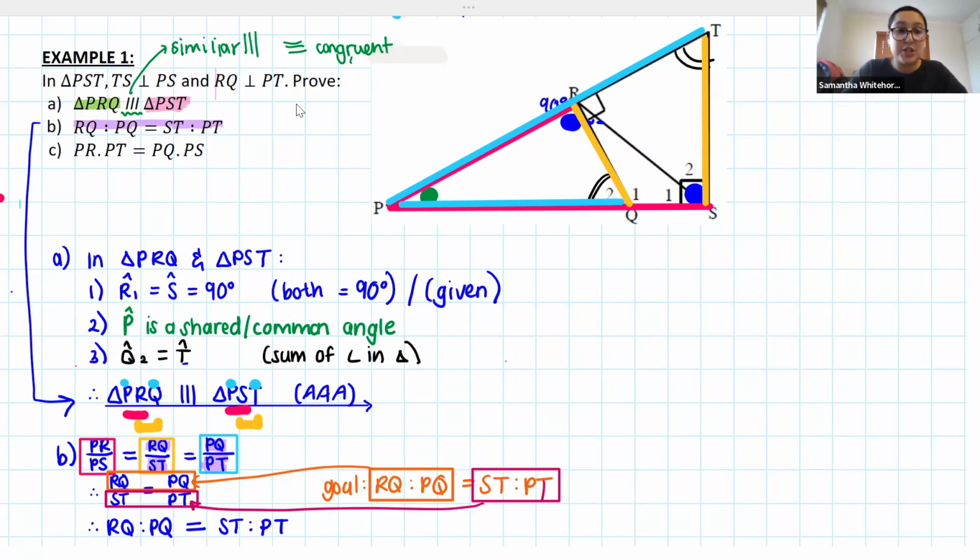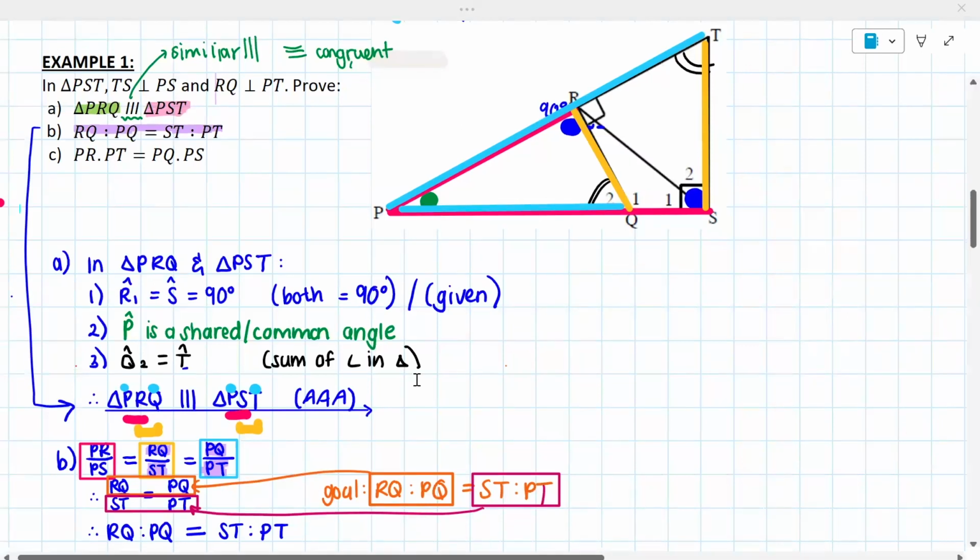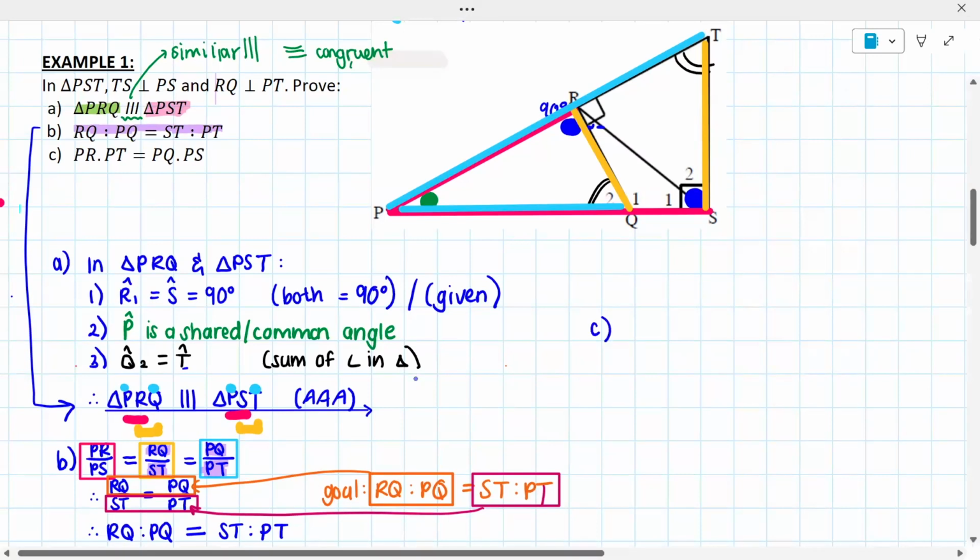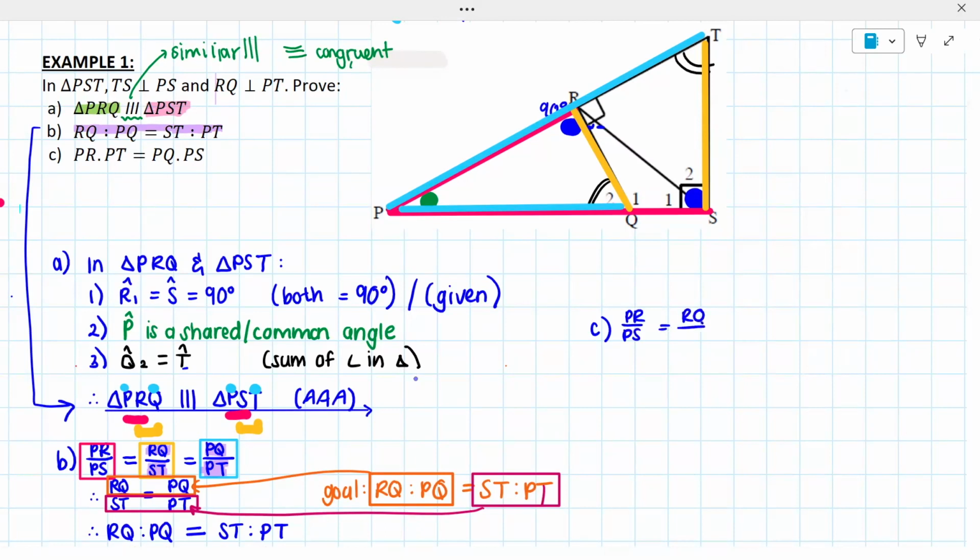Okay, so if we go to question C. Question C is actually pretty much the same idea as question B, but now we're looking for products. So we're going to do exactly the same thing. We've got our ratios. You obviously don't need to rewrite all of them because you've got them here, but I'm going to rewrite them. PR over PS equals RQ over ST is equal to PQ over PT.